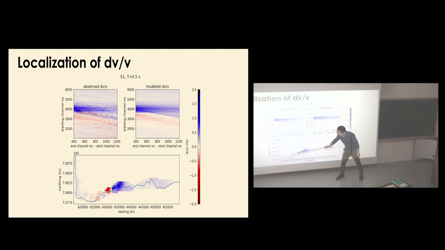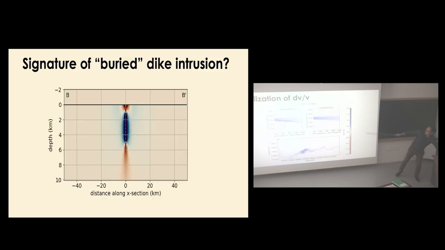Right over the dike, there's a velocity drop. And when you go to the side of the dike, the velocity is increasing after the eruption. And you can go to some other frequencies, and you can see that it still has this dike here, a big red patch here, and a big blue patch here. And you go to different frequencies, right? This is a longer period.